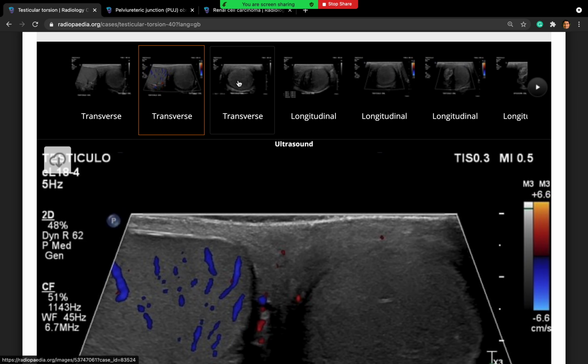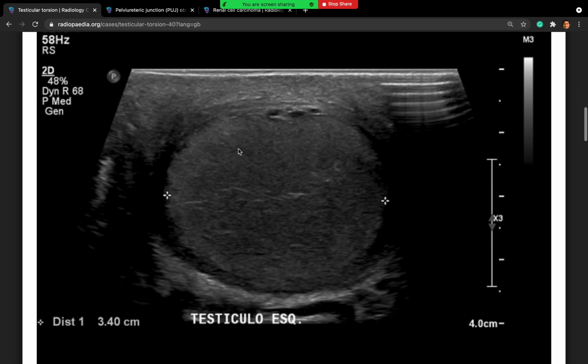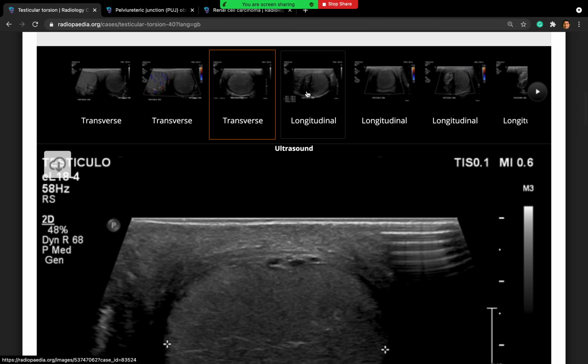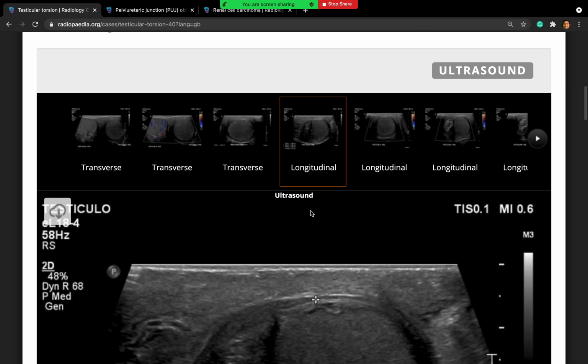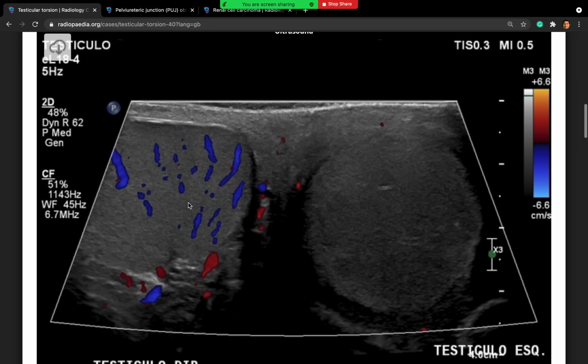Okay, so this is the transverse image, again, left testis, nothing specific to discuss. And longitudinal image, again, nothing specific. There is some engorgement in the epididymis. Yes, that's the overall picture. So how are you going to explain this finding to the patient?